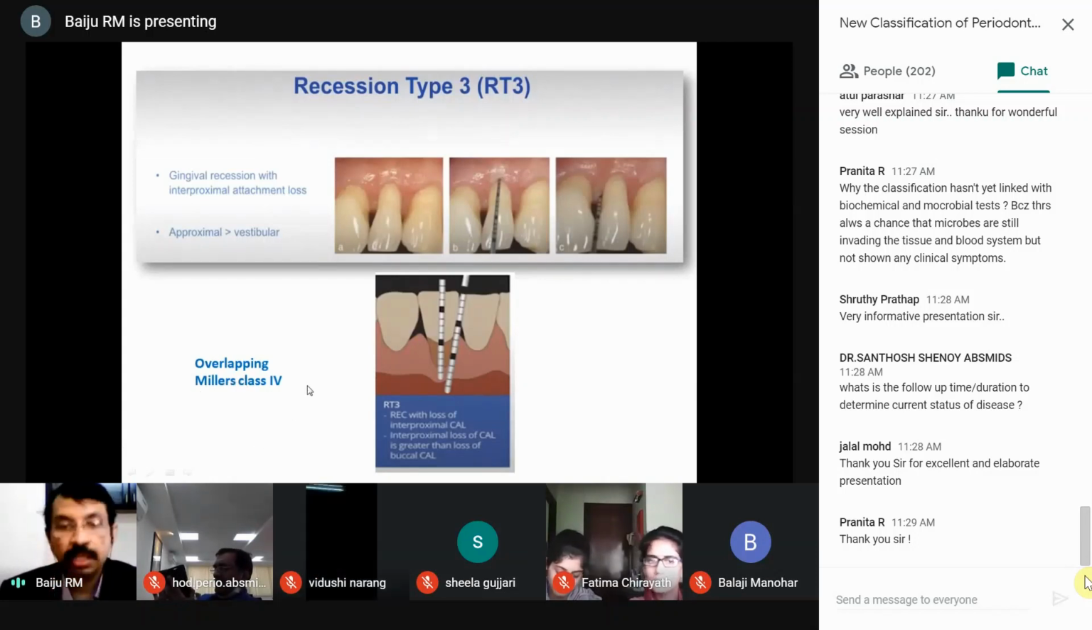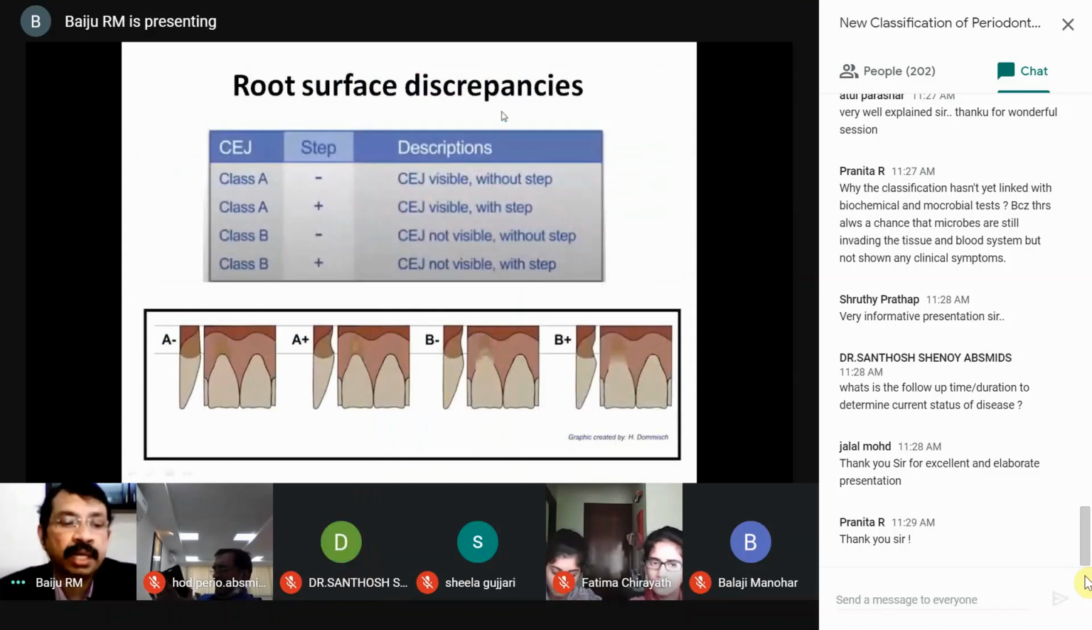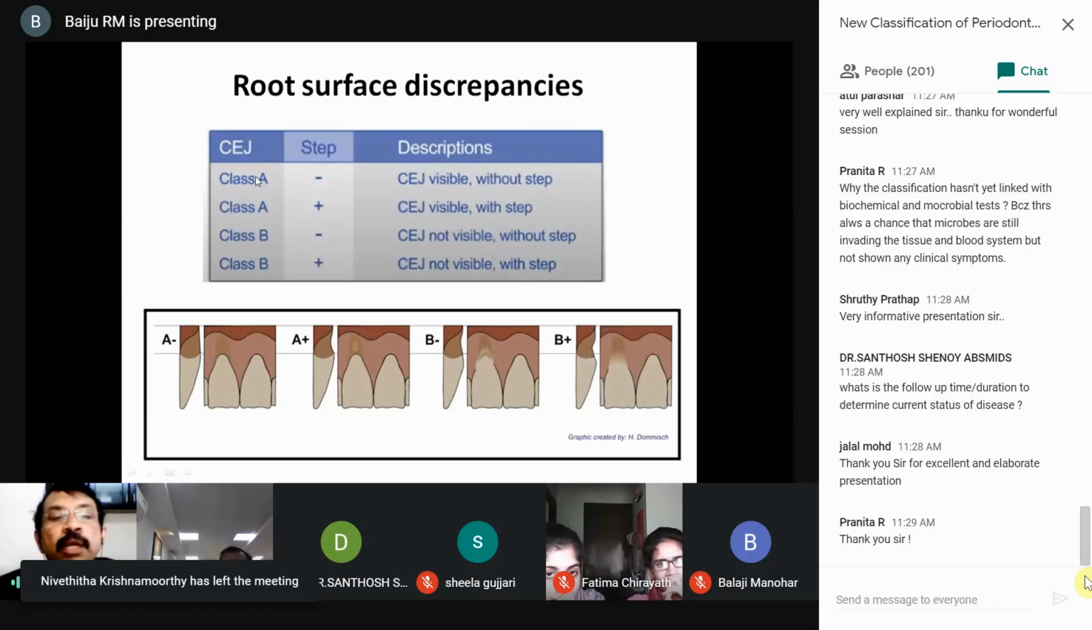These are the three recession types: classification RT1, RT2, and RT3. That is a gingival site assessment. You always have to do two such assessments as part of the new classification. For tooth site assessment, we consider two factors, that means class A or class B. It's nothing but your ability to detect the CEJ. If you can detect the CEJ in the recession site, as you see in this patient, it's class A. If you cannot detect the CEJ, as in this infographic, it's class B. Then we look at whether there is a step deformity on the root that is exposed.